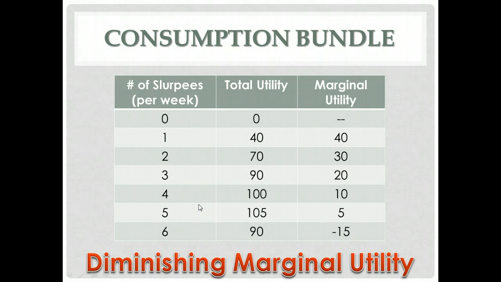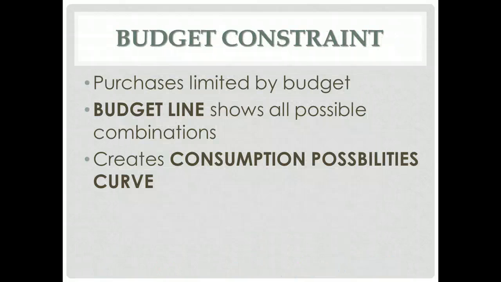This sort of calculation assumes that I have unlimited resources, but the reality is that I don't have the resources to buy all of every good that I want, and so I need to deal with the fact that I have a budget constraint. I can't buy everything I want. I can only buy what I can afford. And so we create what's called a budget line, and that budget line looks at all of the possible combinations of 2 different goods and services that I could buy. And using that creates what's known as a consumption possibilities curve, which looks a lot like the production possibilities curve that you've seen in the past.